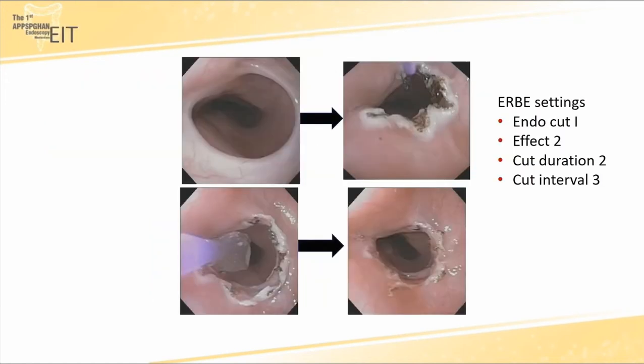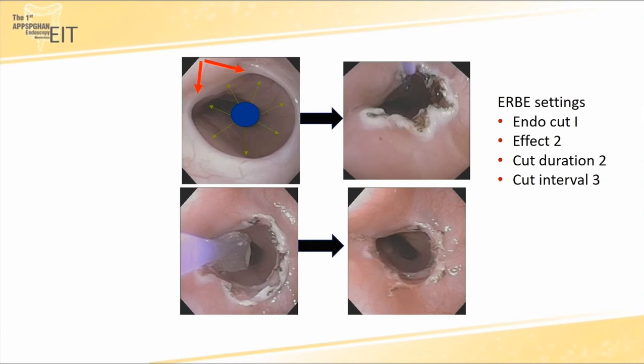Now, if we look at this stricture on the top left, if we ended up placing a balloon in the center of this stricture and we exerted force equally in all directions, where is it going to tear? It's going to tear at the weak spots there and there. And what will happen is you'll have an ineffective balloon dilation. However, by doing incisional therapy on the thicker parts of the stricture that I'm outlining here, and then balloon dilating, you're going to have a more effective dilation.